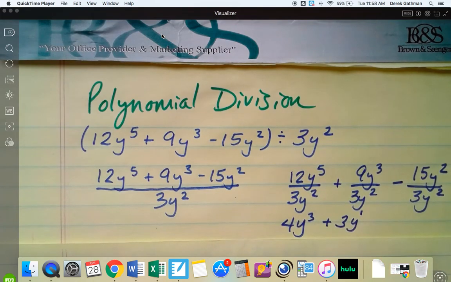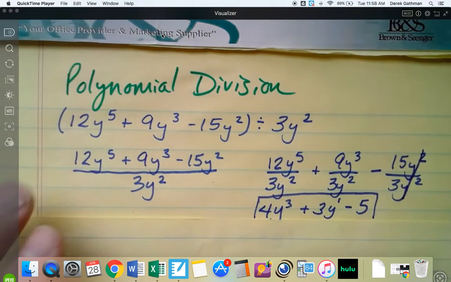It's really just a 1. Don't need to even add that there. And then my y squareds are going to cancel off in that term, and I just get minus 5. And so there's my answer. Okay, pretty straightforward. Just simple division with a monomial.